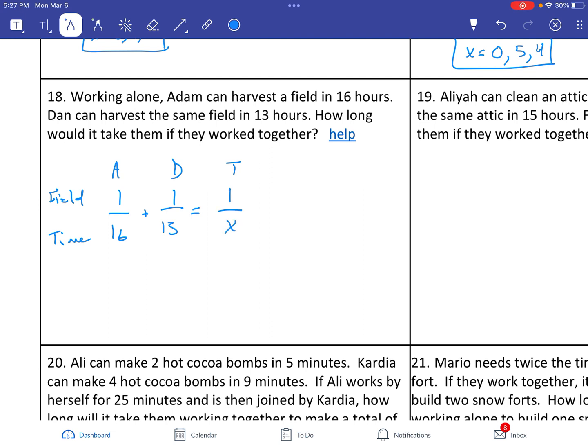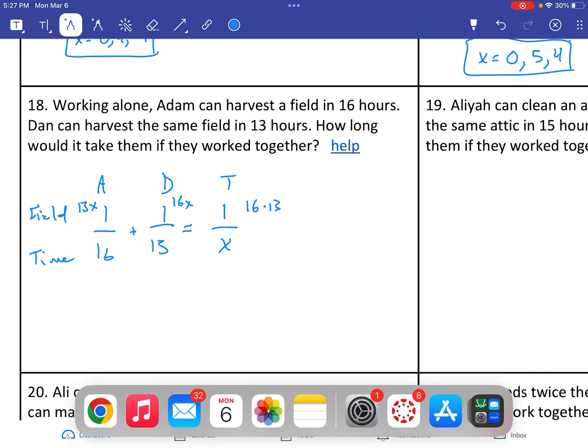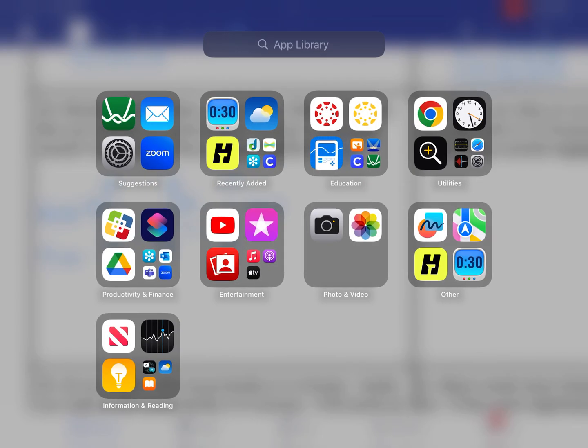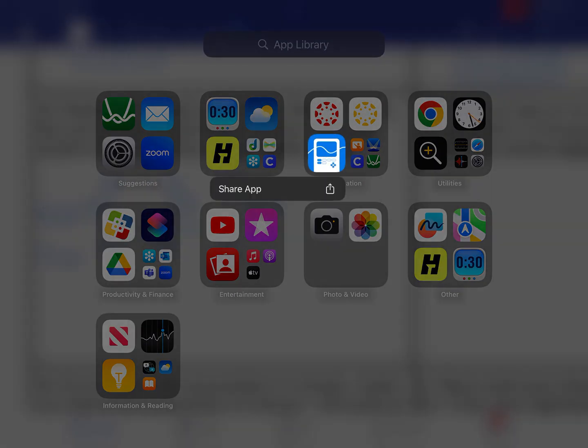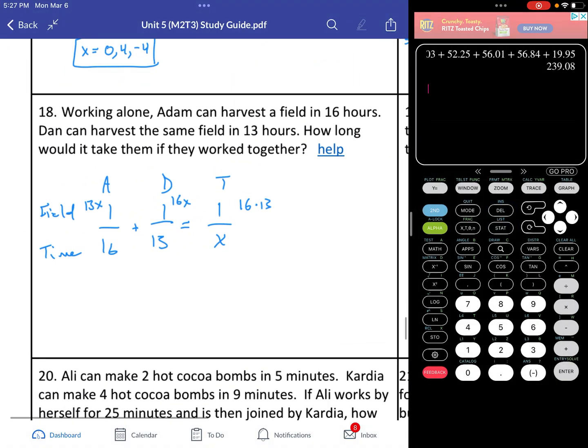Okay. So this problem, we have to multiply by what's missing on the bottom. So the first fraction is 16. It's missing 13 and x. The second fraction is missing 16 and x. The last fraction is missing 16 times 13. So for this, we're going to need a calculator. I'm going to do this one just because I want to. That's all I need. All right.